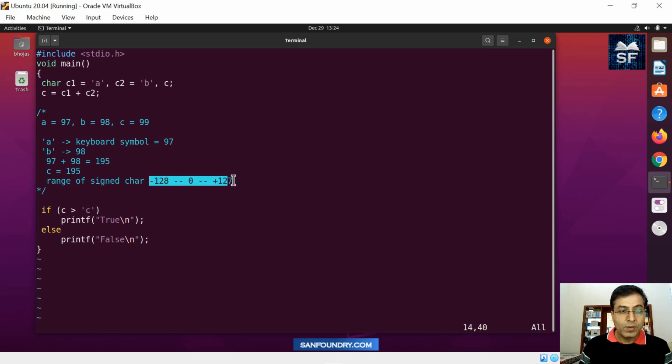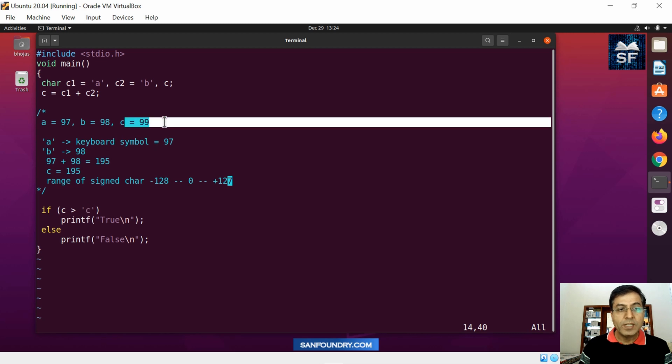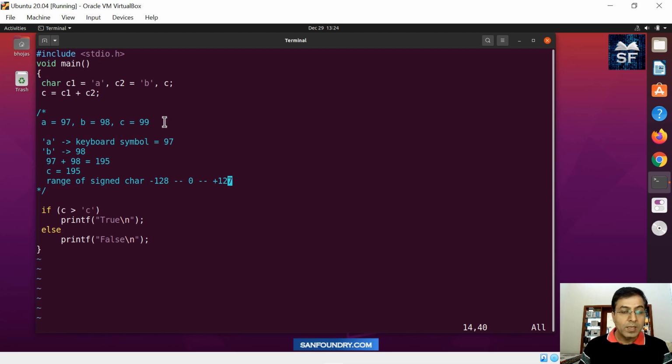So obviously now you compare these two. C is storing a negative number. Is it greater than my C? And this C is nothing but a representation, which is nothing but your 99. C is 99 because C is a symbol, so the symbol gets replaced. This is again an operator, in terms of how things work behind the scenes.